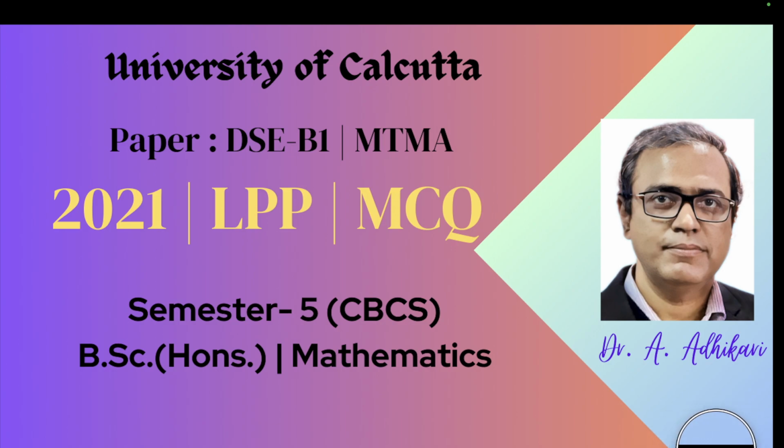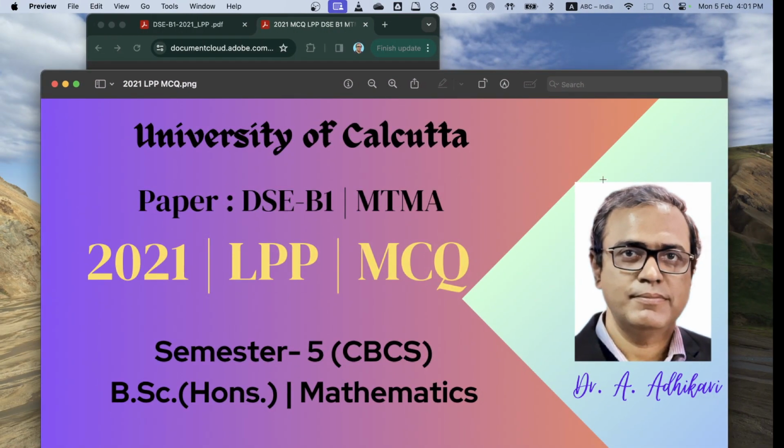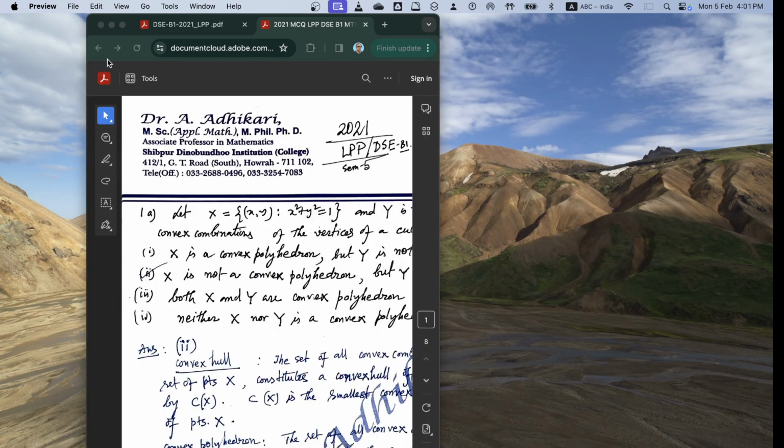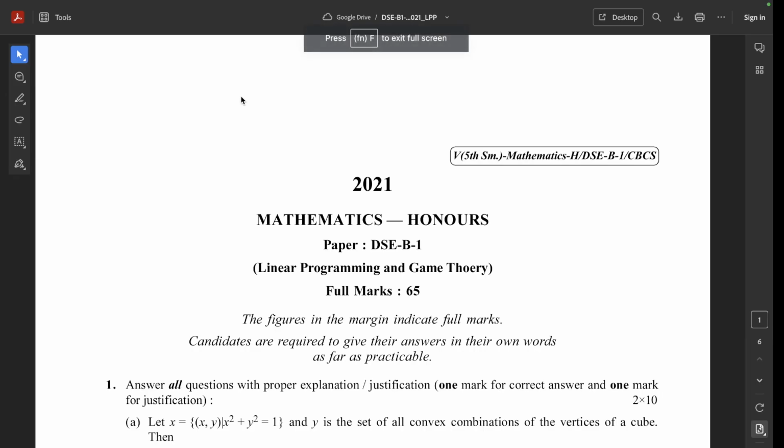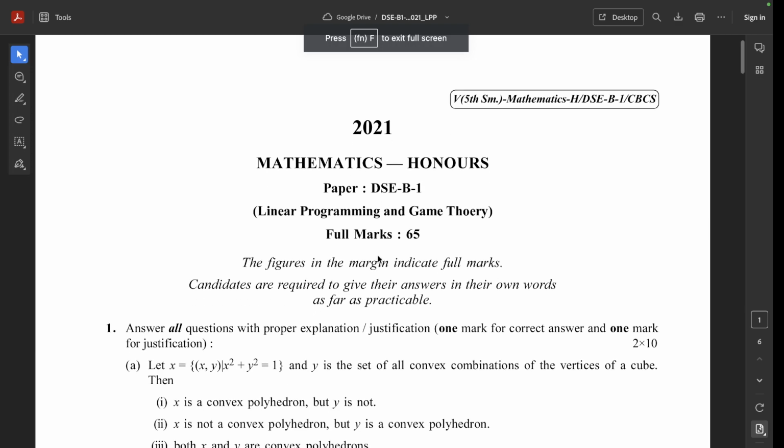Now we discuss the MCQ of the question paper Linear Programming Problem, 2021 Semester 5 CBCS B.Sc Honors in Mathematics. Question paper 2021.